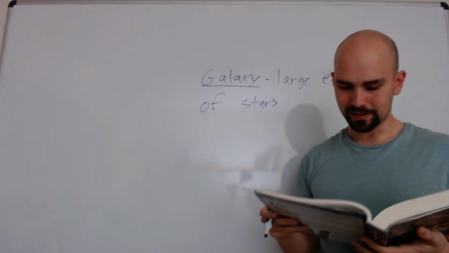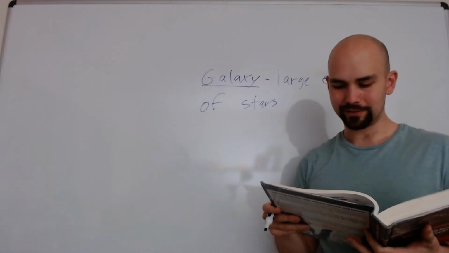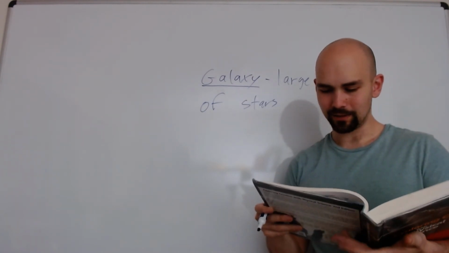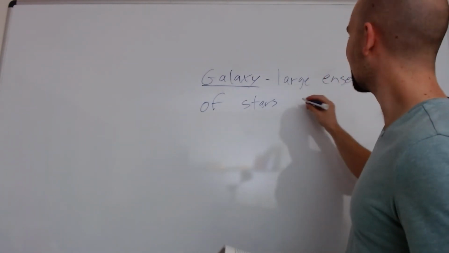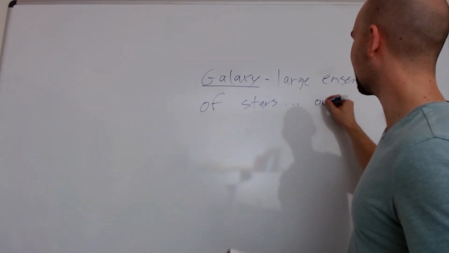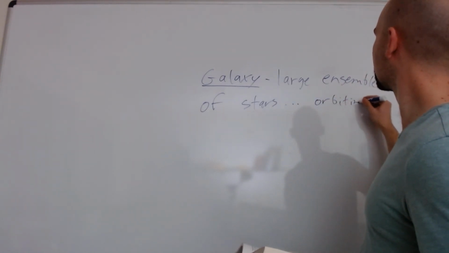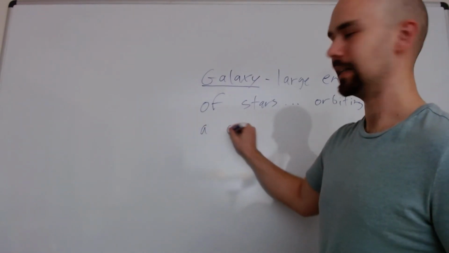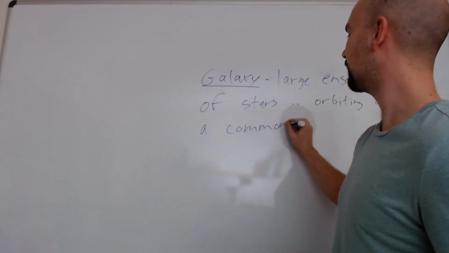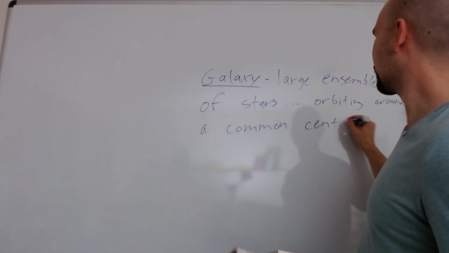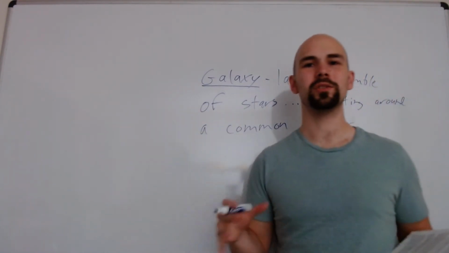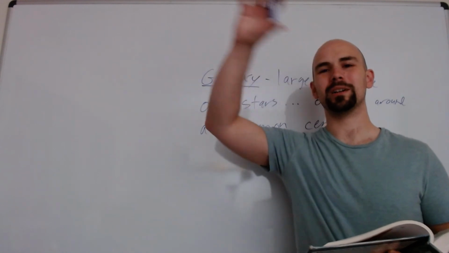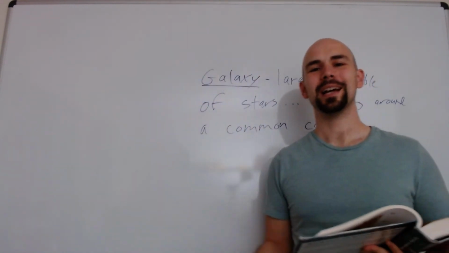So, a big grouping of stars, all interacting through the gravitational force and orbiting around a common center. So our Milky Way galaxy is actually this huge, huge, huge sea of stars. They're all orbiting around the same central point.